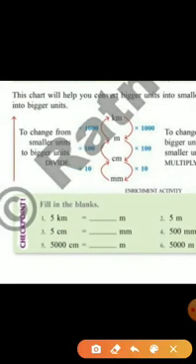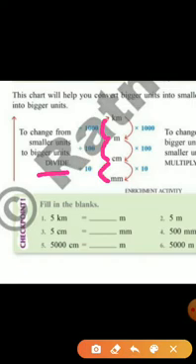Similarly, when we go from smaller unit to bigger, we always divide. When we go from millimeter to centimeter, we divide by 10. When we go from centimeter to meter, we divide by 100. And when we go from meter to kilometer, we divide by 1000. Based on this, we have a checkpoint on page number 141.